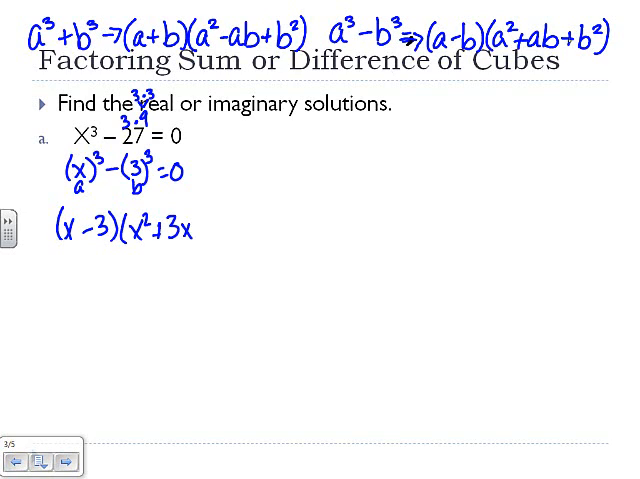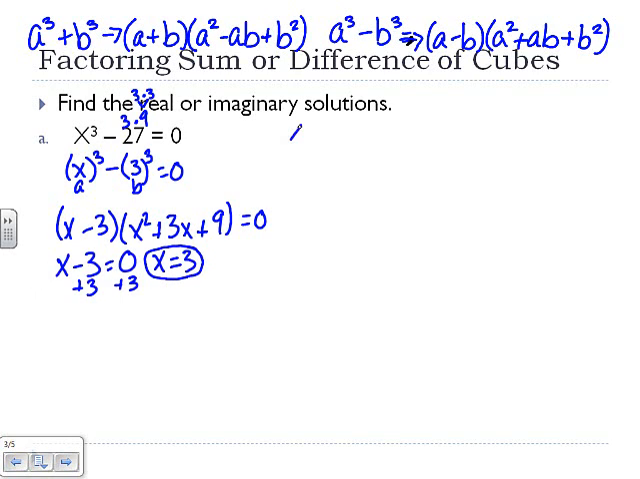Then last, you have a plus b squared. So we put a plus. Since b is 3, when we square it, it becomes 9, all still equal to 0. So now we take our first parentheses, x minus 3, set it equal to 0. Solve by adding 3 to both sides, and we find the first answer as x equals 3.